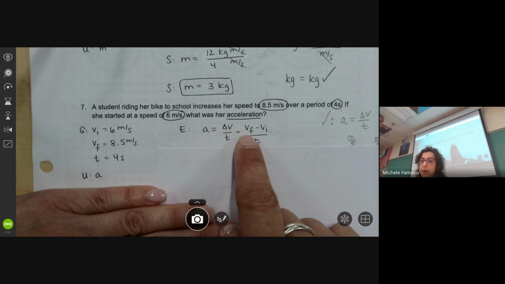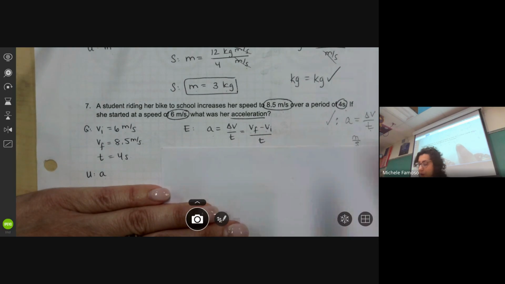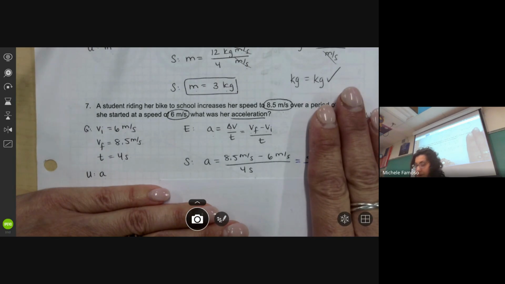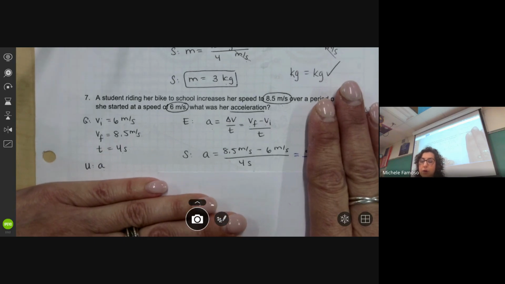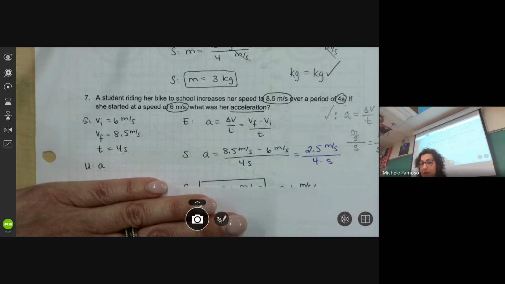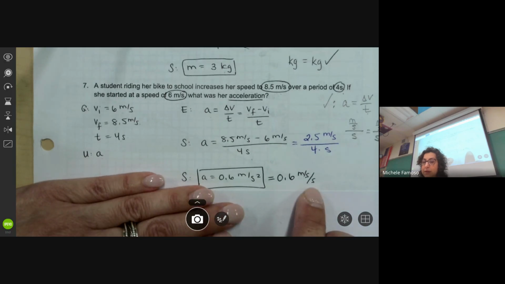A change in something is always the final value minus the initial value over t. I'm now going to substitute in, which gives me 8.5 m/s minus 6 m/s over 4 s. Of course, when I do the subtraction in the numerator, you get 2.5 m/s over 4 s. So I'm going to round my answer to one significant figure, which is 0.6 m/s².